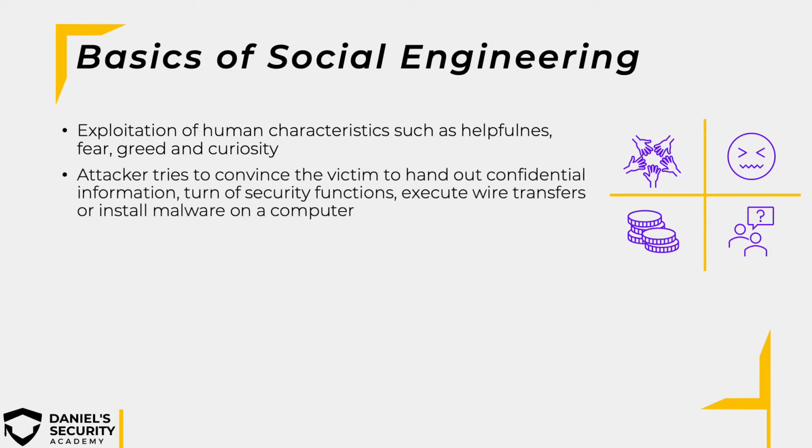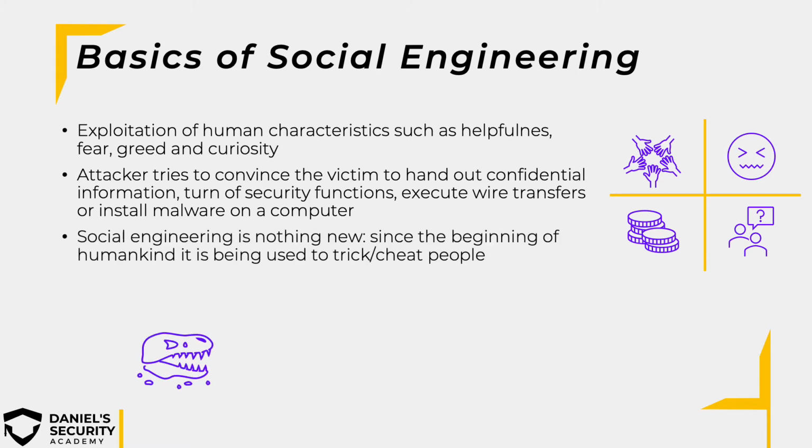The attacker pretty much tries to convince the victim to do something for him. For example, hand out confidential information which is sensitive to the company. Turn off security functions. Execute wire transfers, for example, to get money. Or simply install malware on a computer to laterally move inside the company network to other computers to do a ransomware attack, for example.